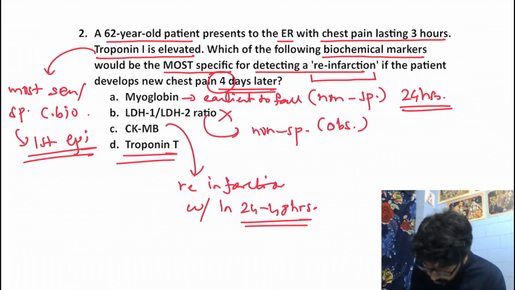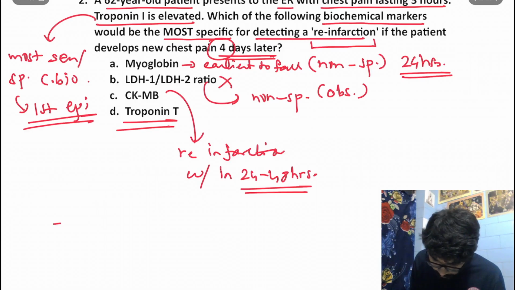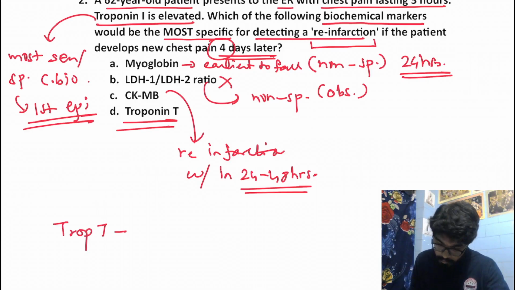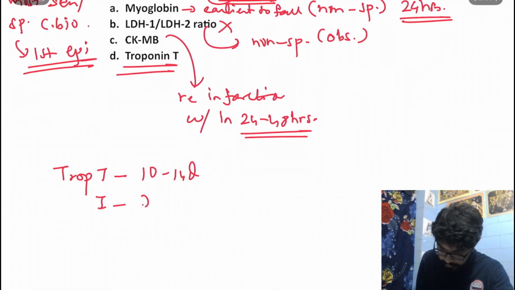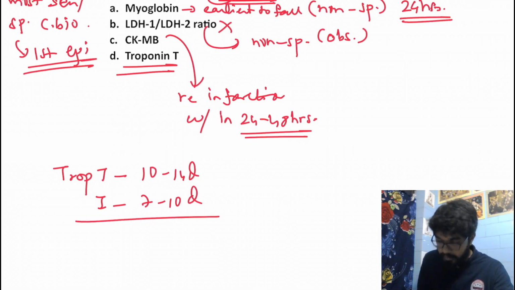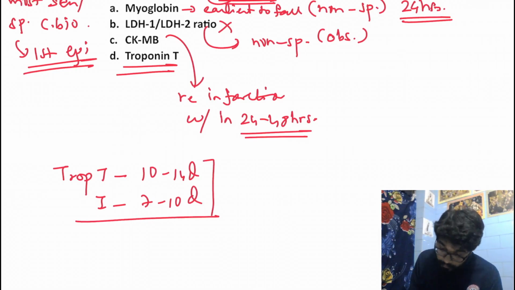But if we talk about these troponins, right? Remember that trop T takes around 10 to 14 days to return to normal, whereas trop I takes around 7 to 10 days. Okay. Now, so after 4 days, now first episode has occurred.